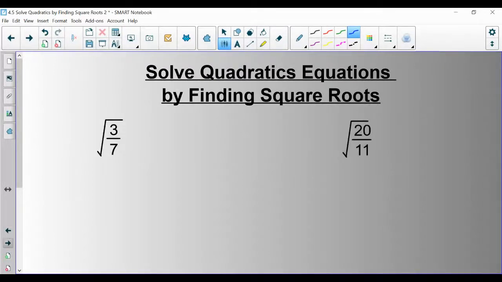But we are going to see problems like that if you didn't guess it. Here we have the square root of 3 over 7. Your first step, you should know, this should be the same as the square root of 3 over the square root of 7.